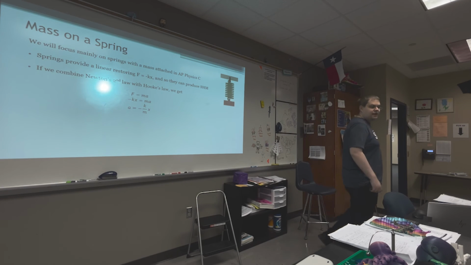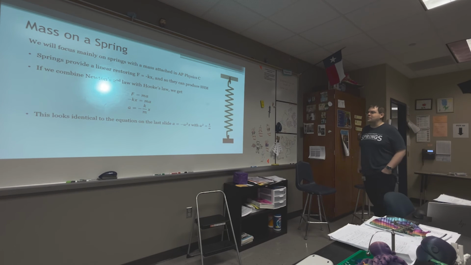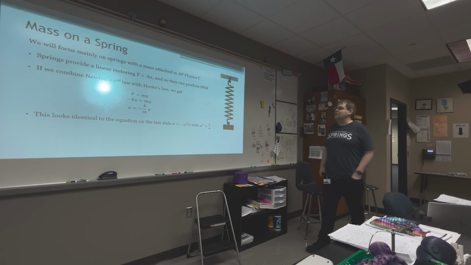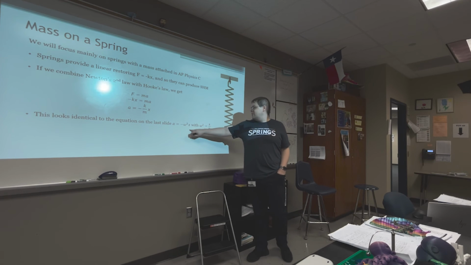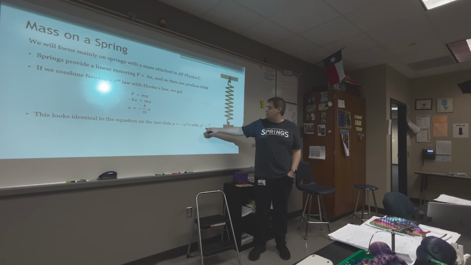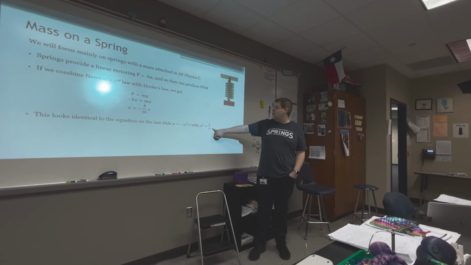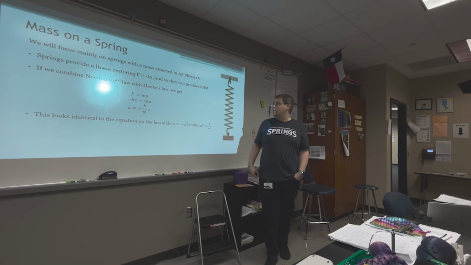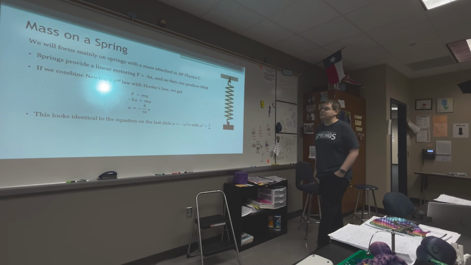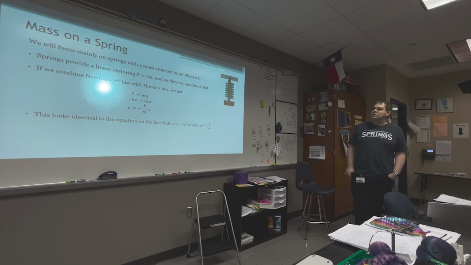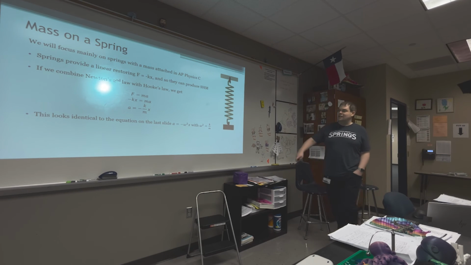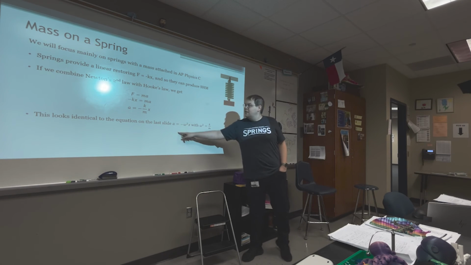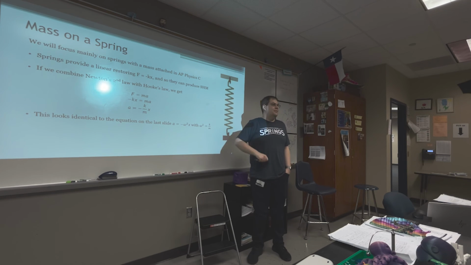And this actually looks identical to the equation of the last slide. So here we have acceleration is negative omega squared x, but omega squared is equal to k over m. So really we end up with the same equation for acceleration. So this is why we normally stick with masses on springs, because instead of having to deal with this, we just got to deal with that. It makes it a lot easier.